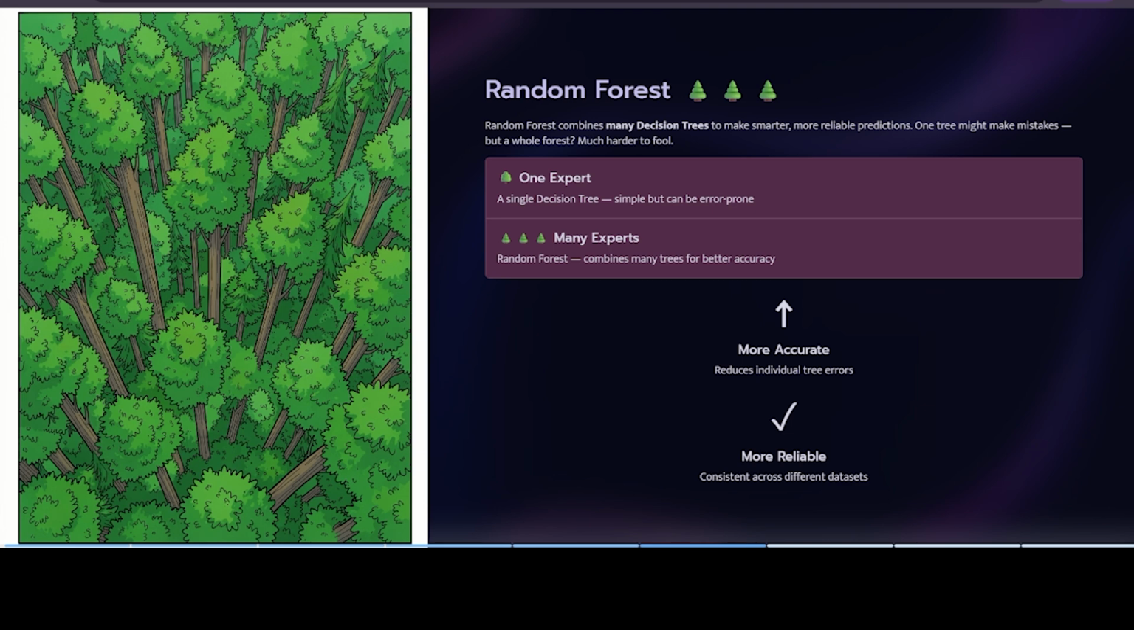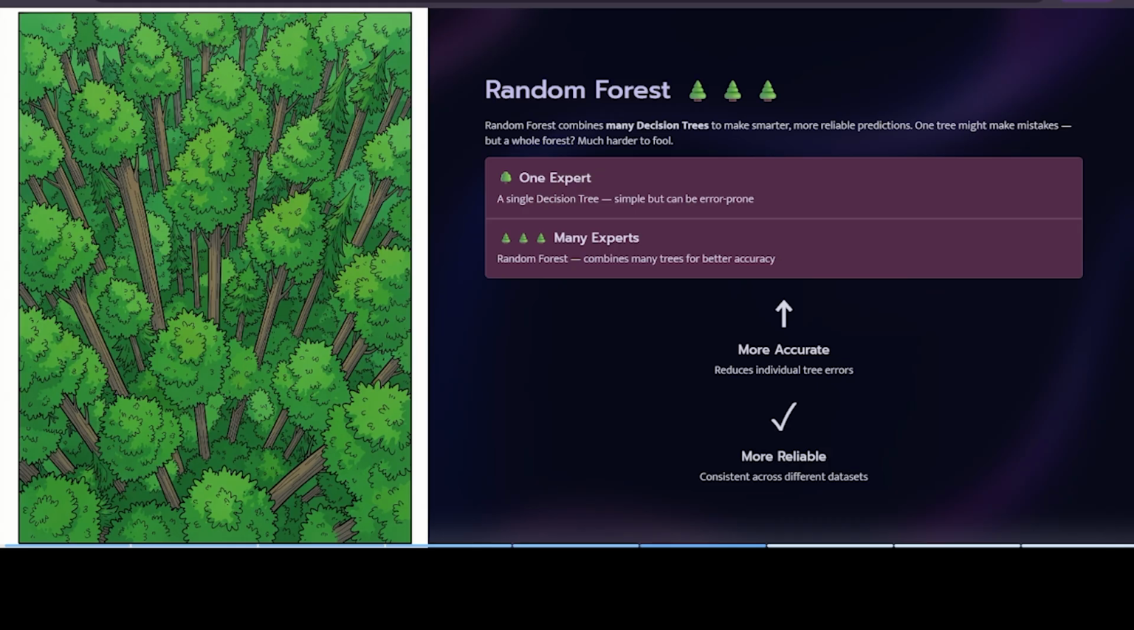It is more accurate. It will predict more accurate results. Also, it will be more reliable. Also, it will reduce the mistakes. Why? Because it combines results, and not a single decision tree makes the result. In random forest, many decision trees are combined here, and then it predicts the result. So this is the reduction of mistakes.